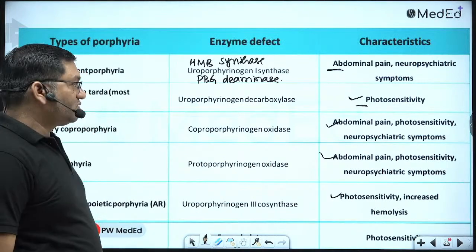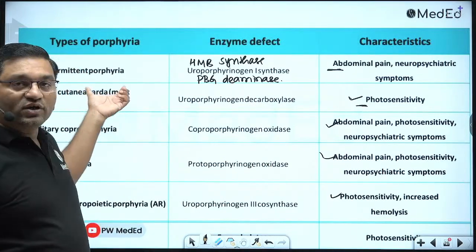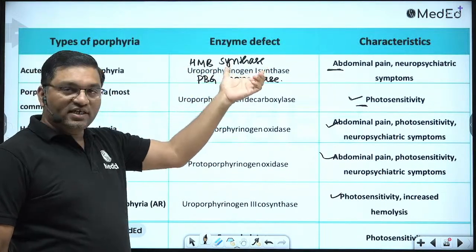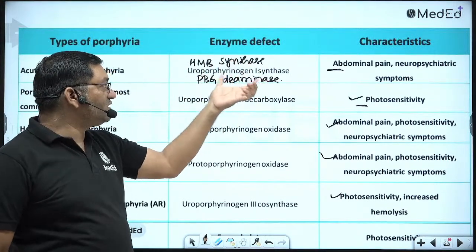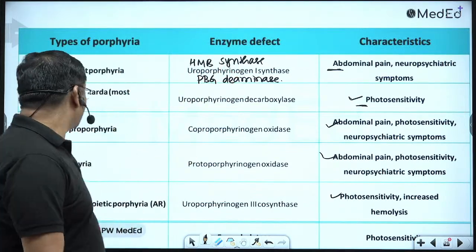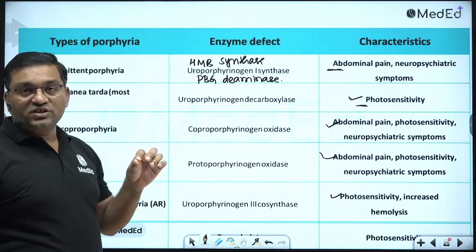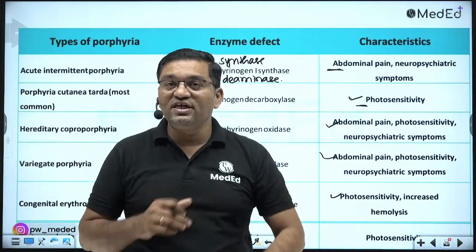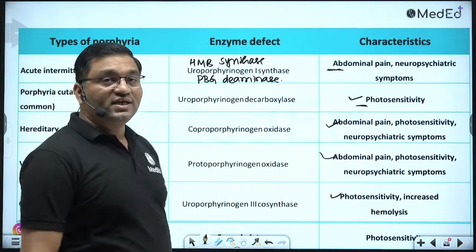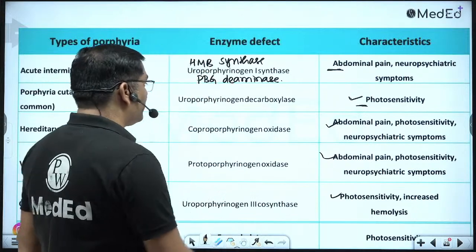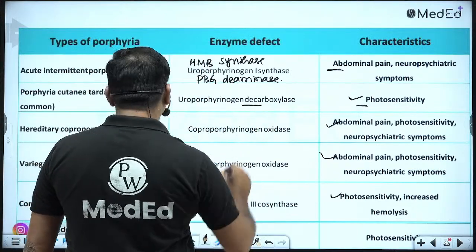Porphobilinogen deaminase deficiency causes acute intermittent porphyria. These are the enzyme defects. This is the name of the same enzyme: uroporphyrinogen 1 synthase, hydroxymethylbilane synthase, or porphobilinogen deaminase. Then porphyria cutanea tarda, which is most common, has blistering, bullous skin lesions. It is because of uroporphyrinogen decarboxylase defect.